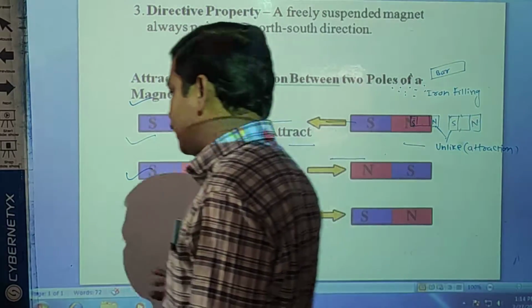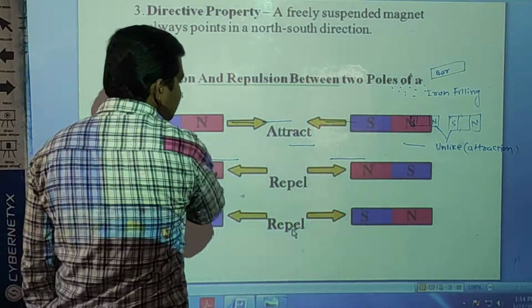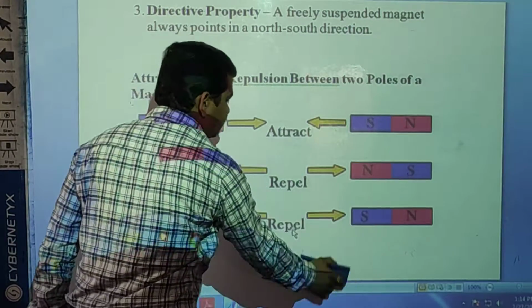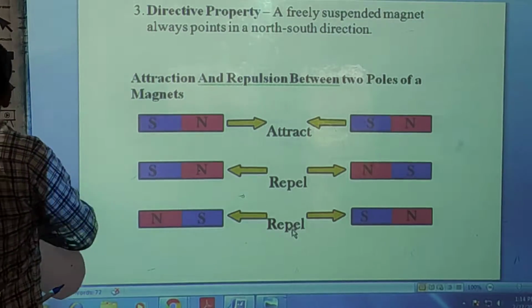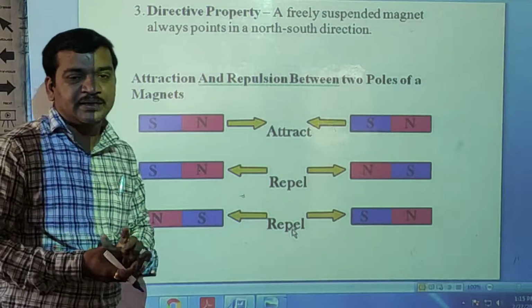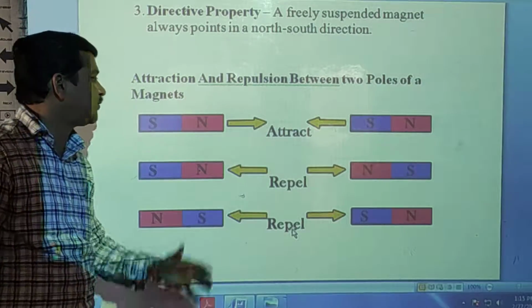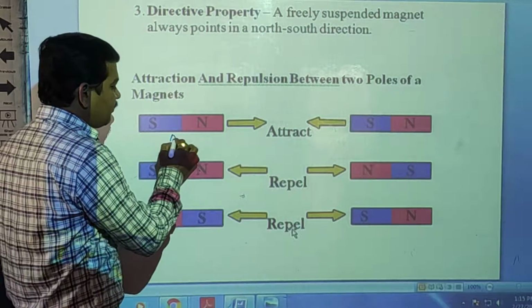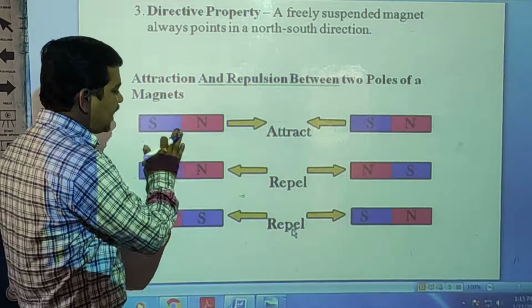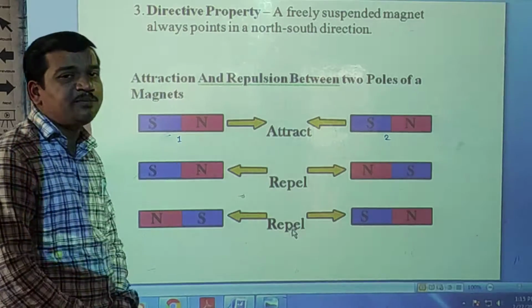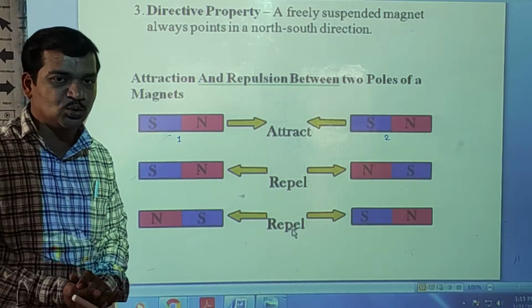One more time I am going to repeat this, just now I have explained, but for your better understanding I will repeat it. Now see here the attraction and repulsion between two poles of a magnet. This is the first magnet, I will write here first magnet, and this is the second magnet.